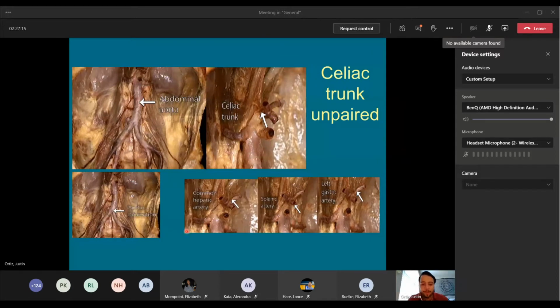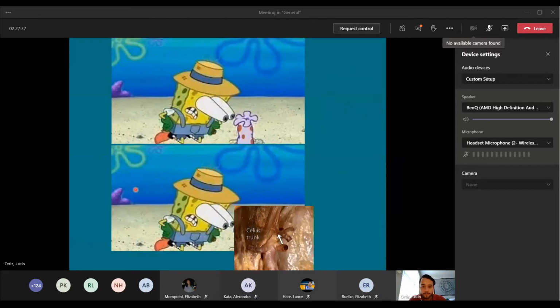So celiac trunk and pit. He said not to worry about these bottom right ones, not yet, obviously, because these are going to be the branches coming off the celiac trunk, which we'll talk about in the next upcoming lectures. But I would note the abdominal aorta, the bifurcation, and then the celiac trunk, right? So this is going to be that celiac trunk. So I would note these three.